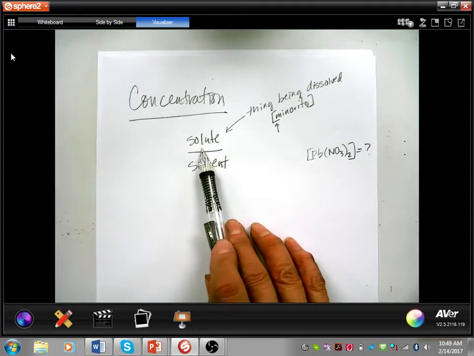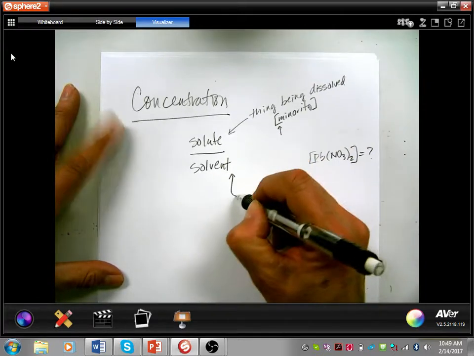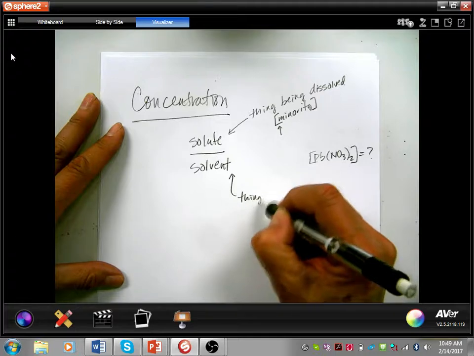So the solute is the thing generally that's in the minority of concentration, the thing that's being dissolved. The solvent is the thing doing the dissolving.